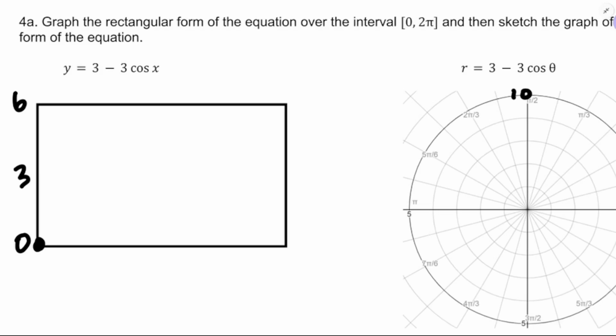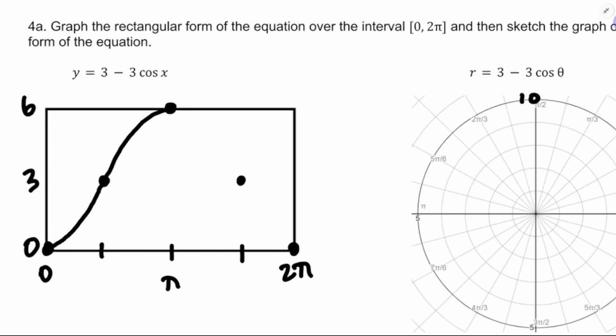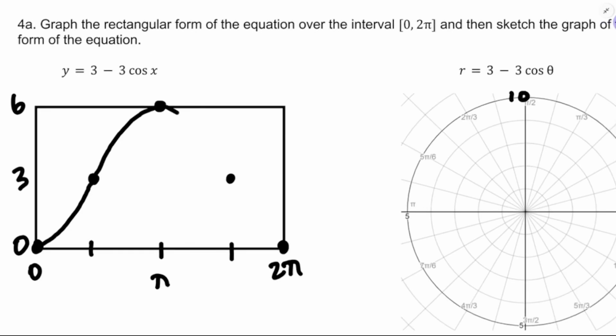No phase shift or horizontal dilation, so I'm going on the usual 0 to 2 pi. Pi will be halfway in between. That will be where it's at the maximum. It'll be back at the minimum when I get to 2 pi. Okay, I'm going to put these points in there and connect them with a sinusoidal graph that can be better than that.